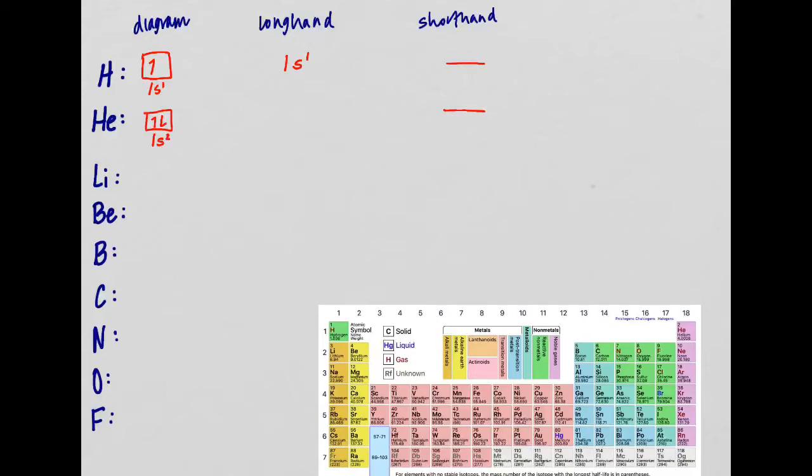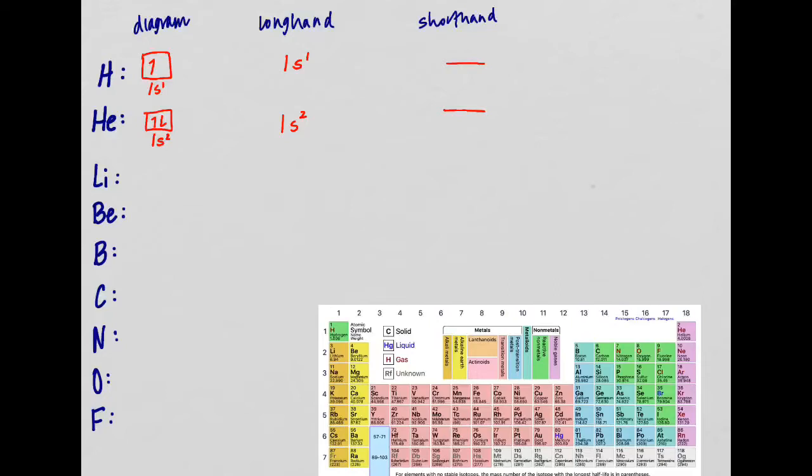There, my electron configuration diagram is done. My longhand will be 1s2. That is the electron configuration longhand and the diagram for helium. Let's look at lithium. Lithium is number 3 on the periodic table.